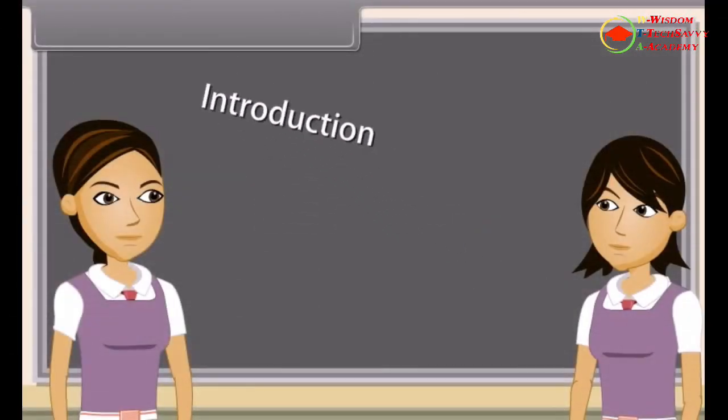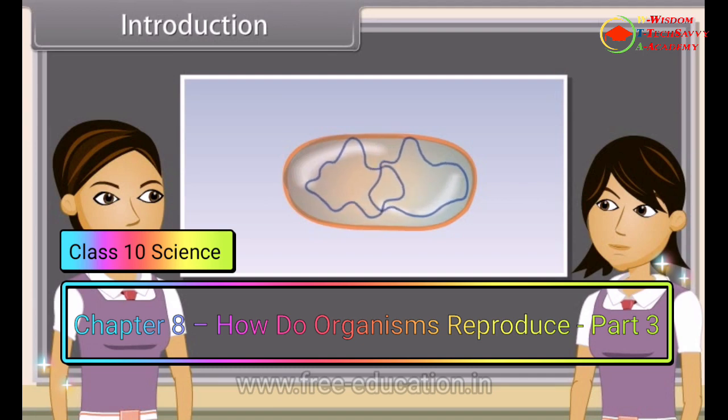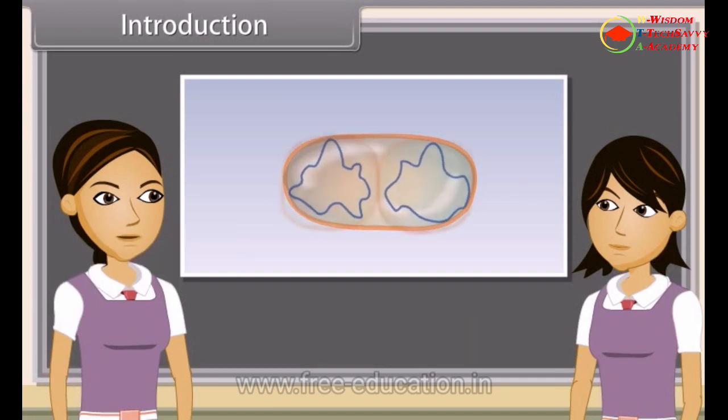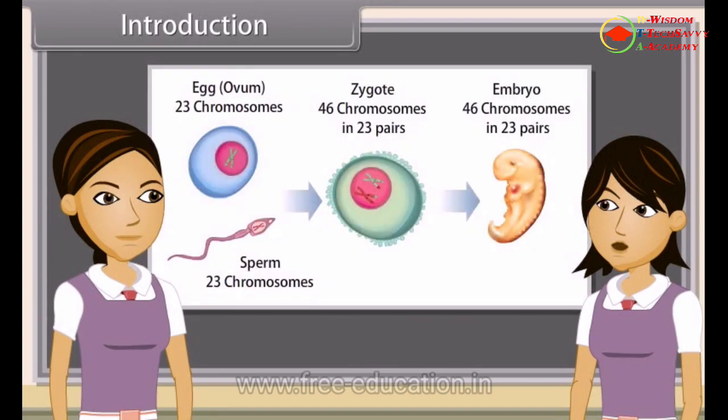Reproduction. As we have already discussed, reproduction is the ability of all organisms to produce young ones similar to themselves in most characters. Yes, and the process which involves fusion of male and female gametes to form a new individual is known as sexual reproduction.